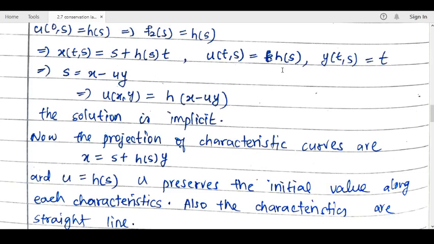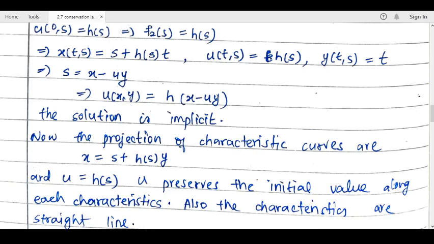Now I will try to express u as a function of x and y. So what is s here? From the first equation, s is x minus h of s times t, and h of s is u, so x minus uy, where y is t. So our function u becomes u equal to h of s, and what is s? s is x minus uy. So I got u as a function of x minus uy. You can see that in the RHS also u is there, and in the LHS also u is there.